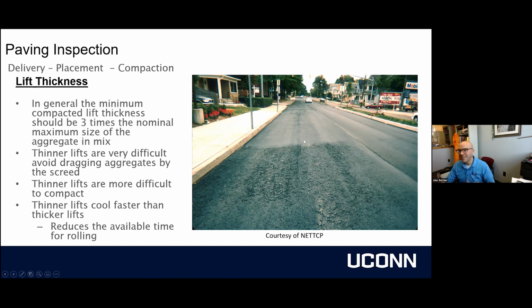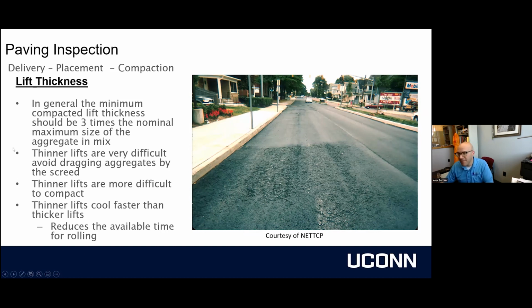It's low density. It's going to be prone to moisture and oxidation, and it's going to ravel prematurely. Like in 3 to 5 years, that will be impassable. It needs to be patched. Thinner lifts get more difficult to compact. They also are harder to place. They're going to cool really quickly.